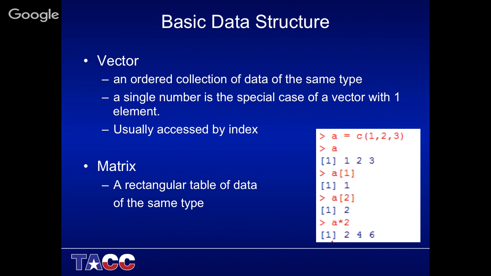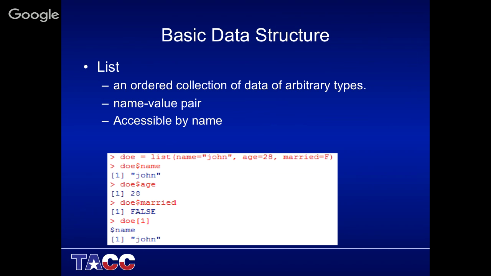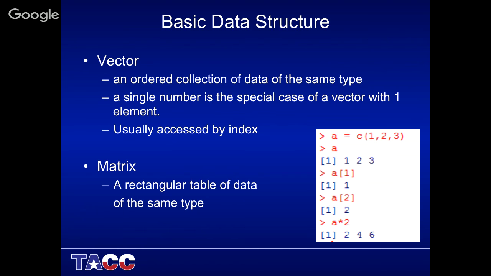You also have matrices, which are basically a rectangular two-dimensional collection of the same variable type. You could think of it as a number of row vectors stuck together. So the two data structures that we've seen are to bundle and collect different variables of the same type.